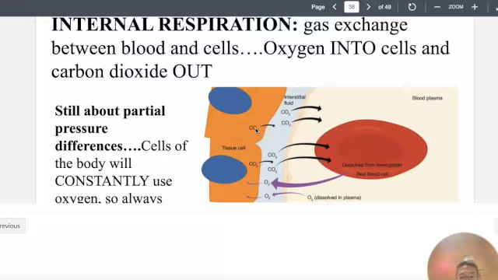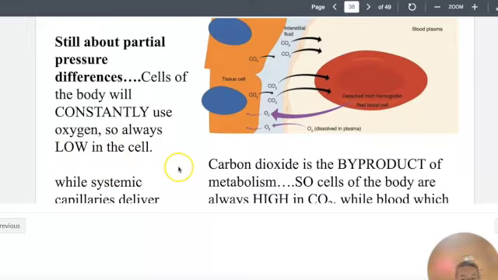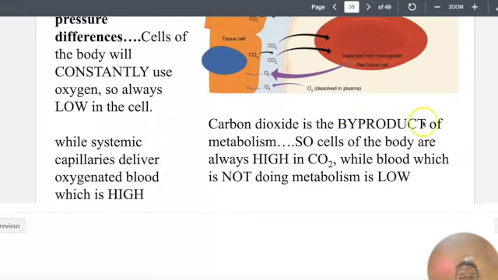So now the partial pressure of the CO2 is very high here in the cell. It's going to diffuse across here. Again, oxygen is very high here, but very little here, so it's going to diffuse right across. It's still about partial pressure difference. Cells of the body constantly use oxygen, so it's always low. Carbon dioxide is a byproduct of metabolism, so the cells of the body are always high in carbon dioxide.